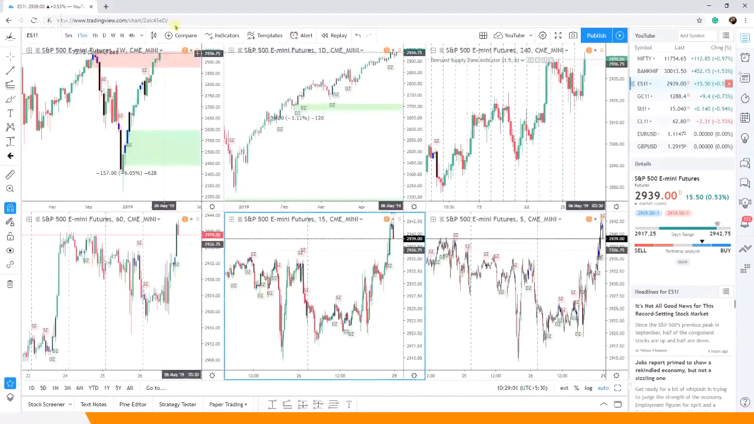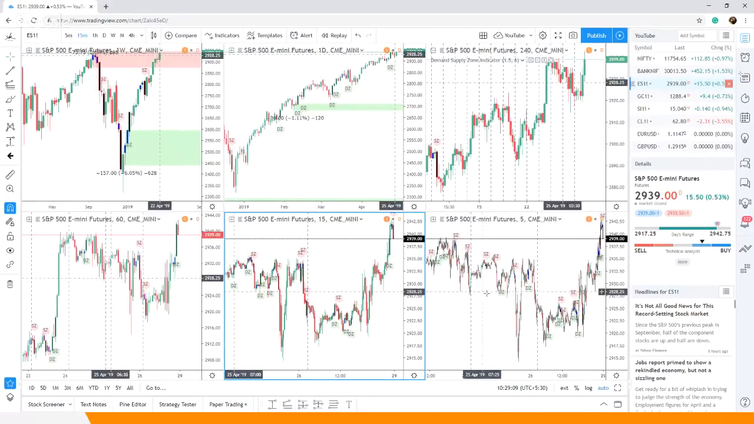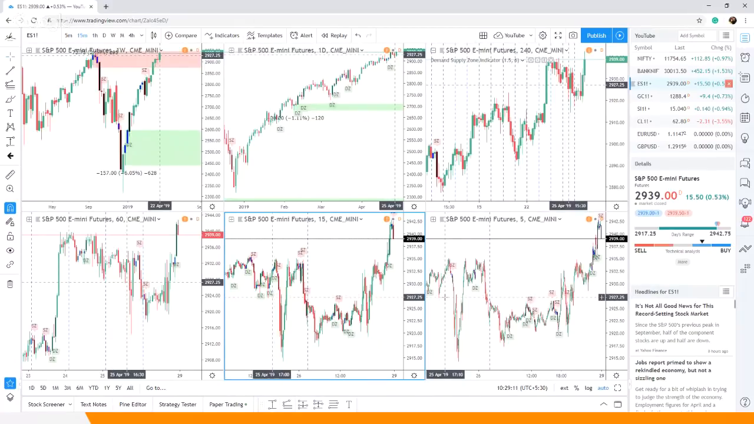If this gets violated and then you see some good quality demand formations, you can use those formations for long opportunities. But in case it doesn't violate this and it starts showing you some good quality supplies, they can also be used for your shorting opportunities. Right, so that is what can be done.